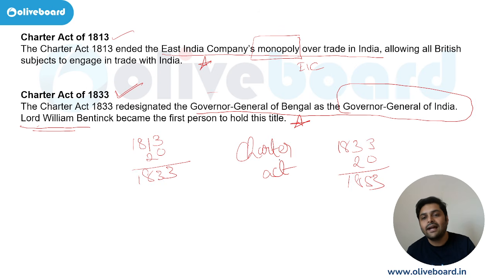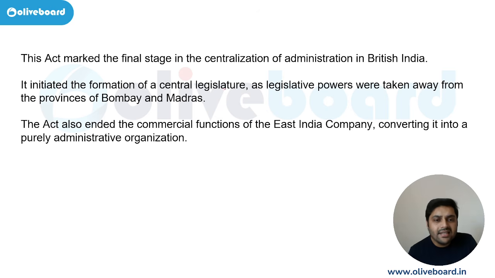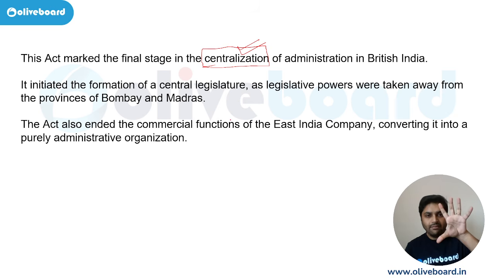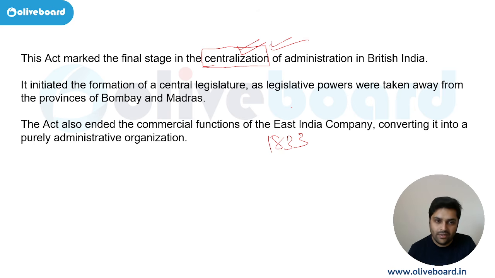1853. Just before that, two more points on the Act of 1833. This act marked the final stage of centralization of administration. Sir, what is centralization? Whenever I'm trying to bring power to one common center, that is called centralization. And when I'm transferring power from the center to the peripheries, this is called decentralization. Panchayat and municipality, which came, is decentralization of power. The Britishers were centralizing power, and the Charter Act of 1833 was the last act by which they centralized administration.